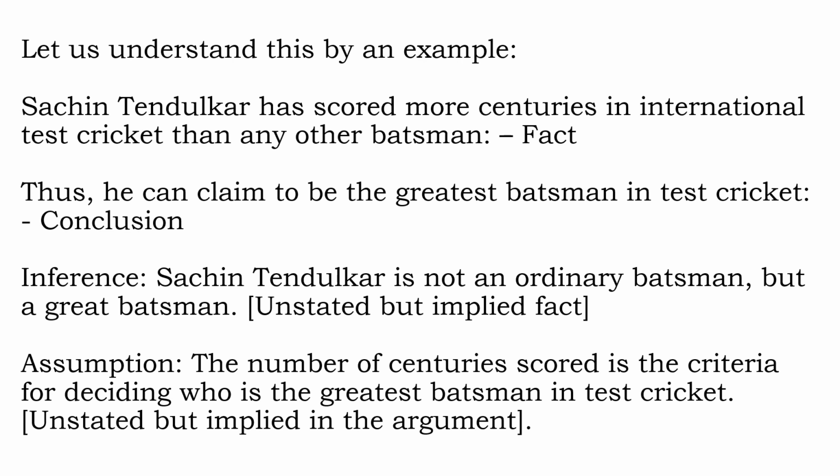And the assumption is that of all the great batsmen who have played international test cricket, the one who has scored the maximum number of centuries should be the greatest batsman. So when you use that criterion, you can say that Sachin Tendulkar is the greatest batsman in test cricket, because there could be many other criteria for selecting the greatest batsman. Just because one batsman has scored the highest number of centuries, he need not be considered the greatest batsman. So only when you make the assumption that any batsman who has scored the highest number of centuries in international test cricket is the greatest batsman does the conclusion become valid. That is why this assumption needs to be there.